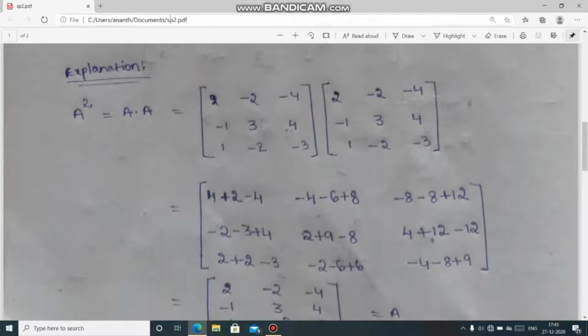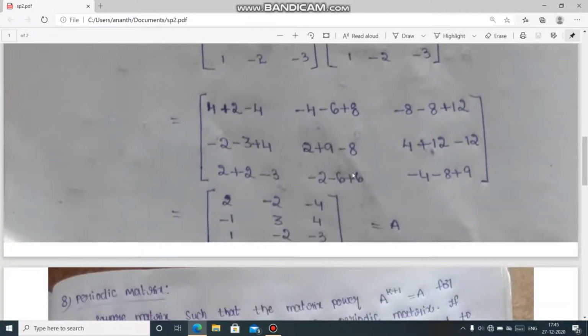So for finding this A square value, first we have to multiply the first row with the first column, second column, third column, and again the second row with the first column, second column, third column, and again finally the third row with the first column, second column, third column.